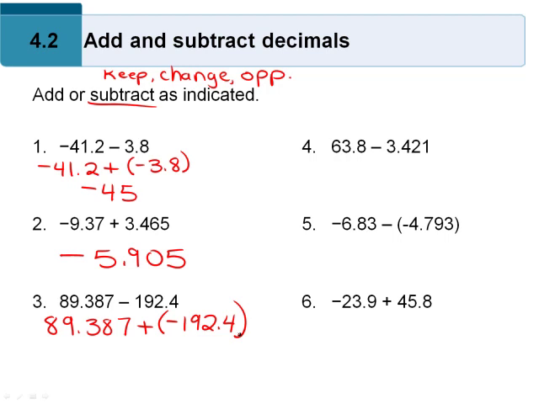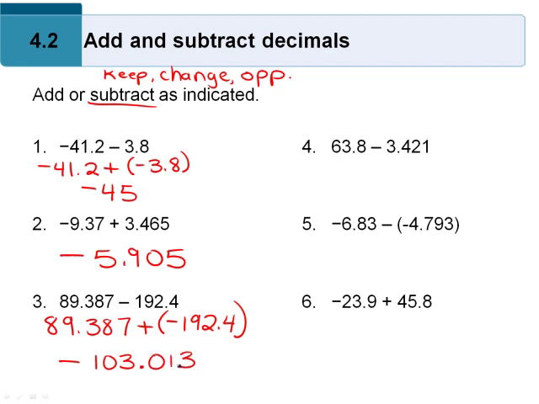192.4. Okay, now the signs are different, so I subtract and keep the sign of the larger number. Well, 192 is definitely bigger than 89, so I'm going to go ahead and put my negative sign there. I go to my calculator and put 192.4 in first because that's the bigger number, minus 89.387, and that gives me a negative 103.013.